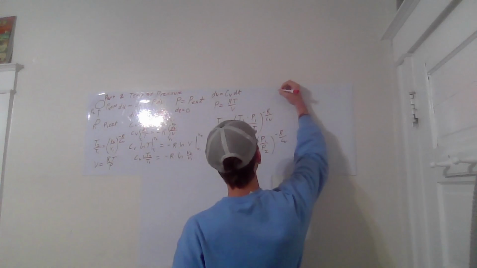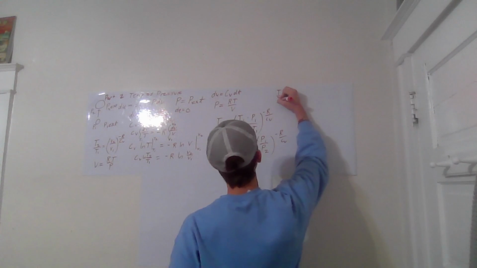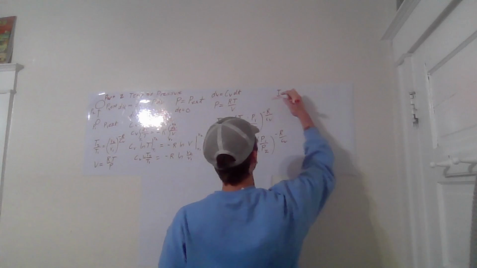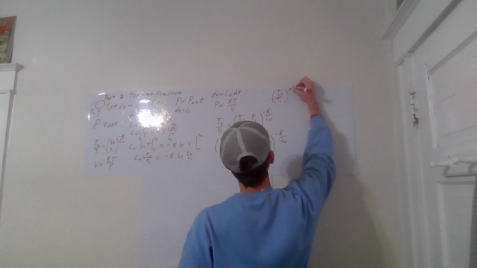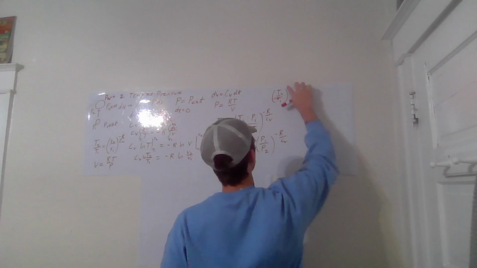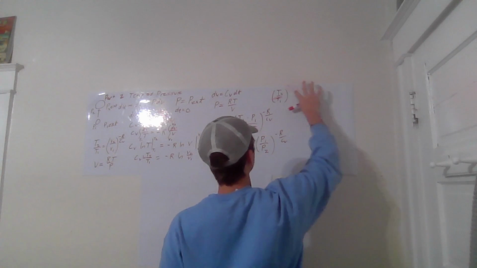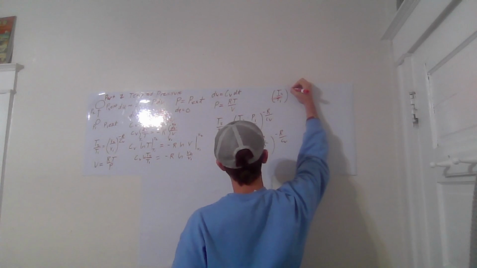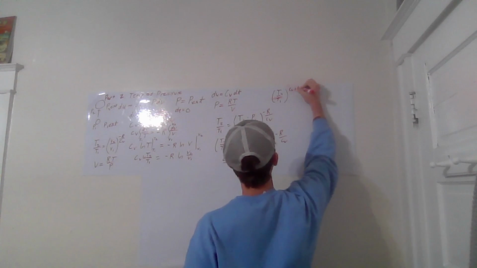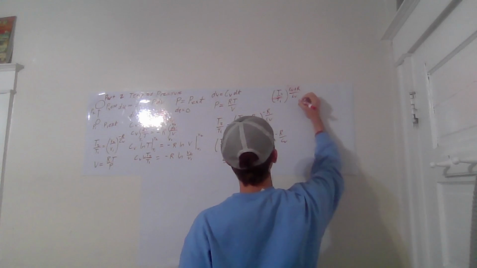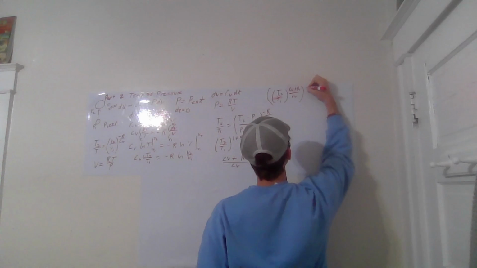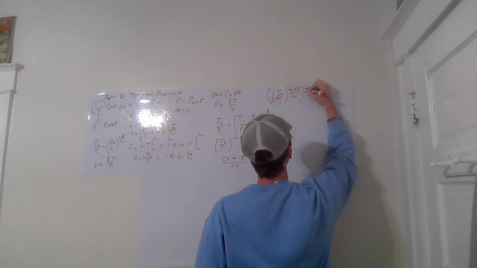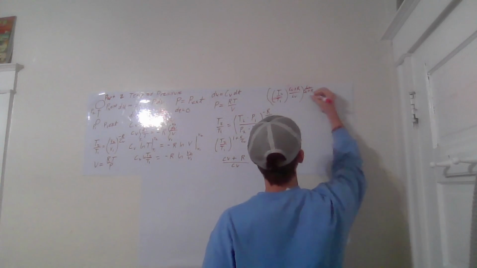So we're going to have our equation T2 over T1 to the 1 plus, or I guess it is actually, to the CV plus R over CV. And then that is going to be to the CV over CV plus R. So that's going to cancel that out.